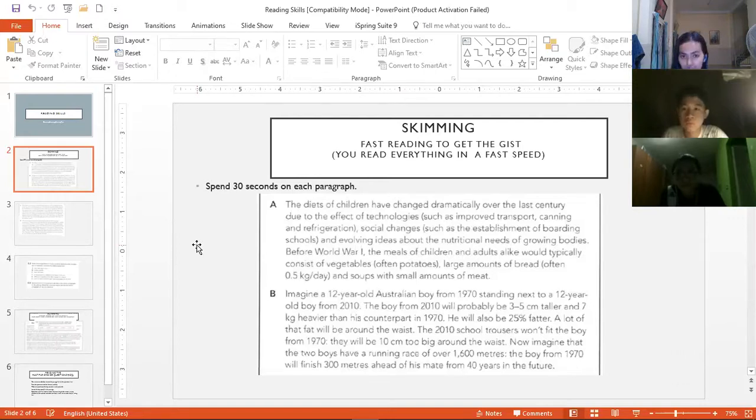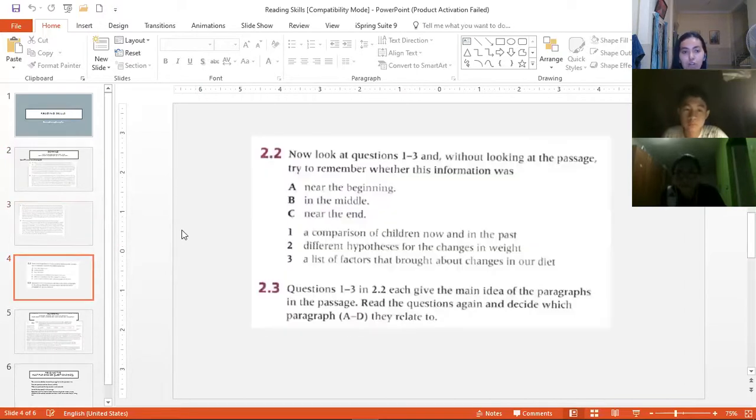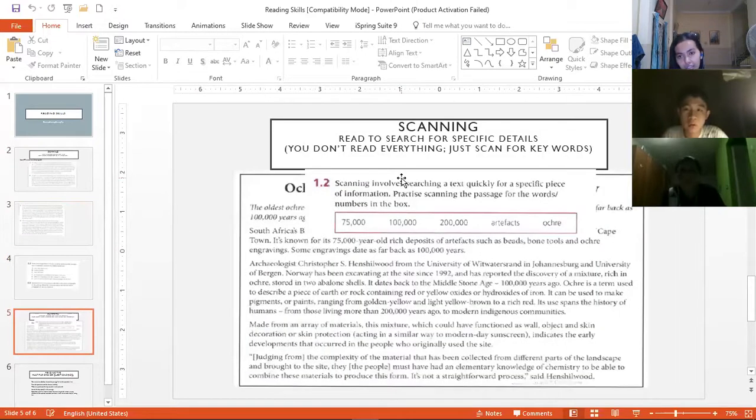So that's how you skim. You read fast again, as I said, and you slow a little bit, and you understand everything of the text. What about skimming? I'm sorry. What about scanning? Like you find particular words.